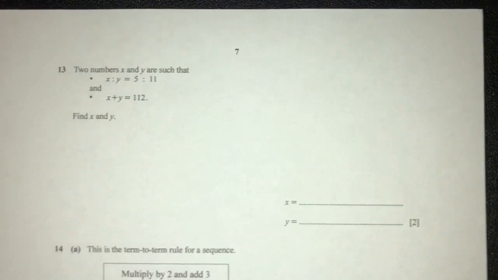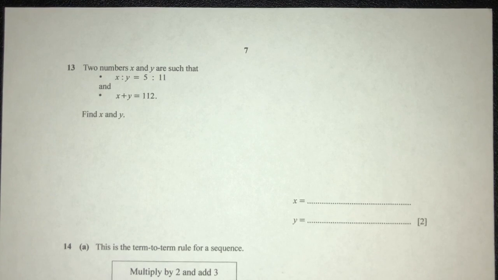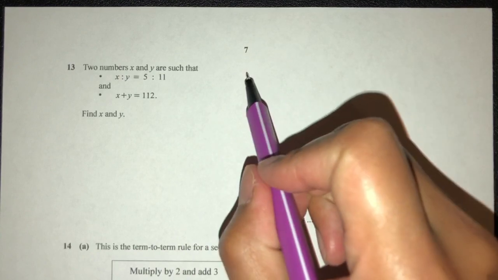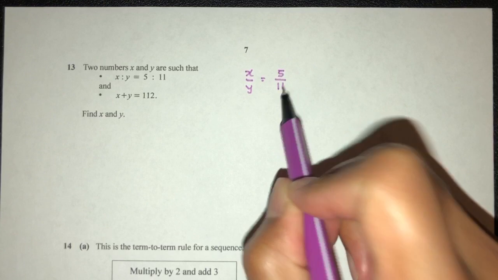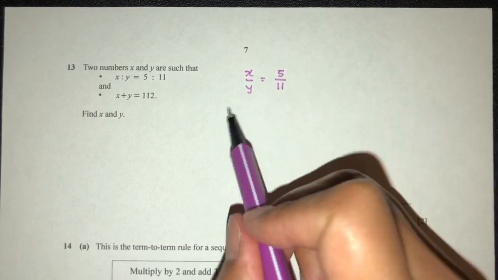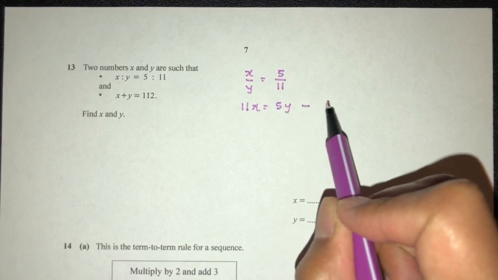Now let's move on to question number 13. Two numbers x and y are such that the ratio of x to y is 5 to 11, and then we have x plus y equal to this. So what does the ratio mean? Ratio means fraction. X over y is equal to 5 over 11. That's what it means. We can cross multiply. You will have 11x is equal to 5y. That is my equation number 1.